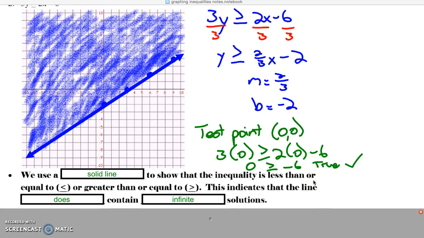Again, to complete the notes, we use a solid line to show that the inequality is less than or equal to or greater than or equal to. This indicates that the line does contain infinite solutions.